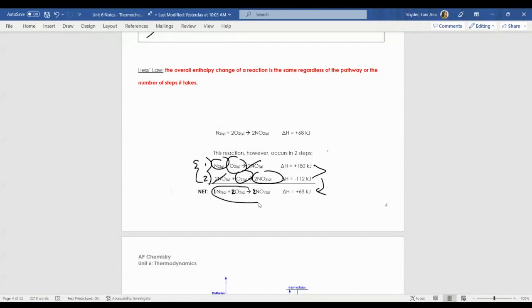So the enthalpy of this reaction is the sum of its individual reactions, regardless of how many steps it takes. The delta H is the same regardless, 68. You could try to find delta H's for a reaction that's 10 steps long, and your delta H should still be 68, regardless of the pathway that it takes.